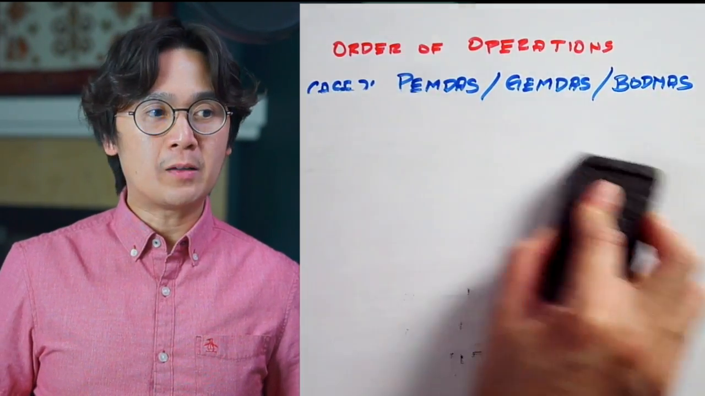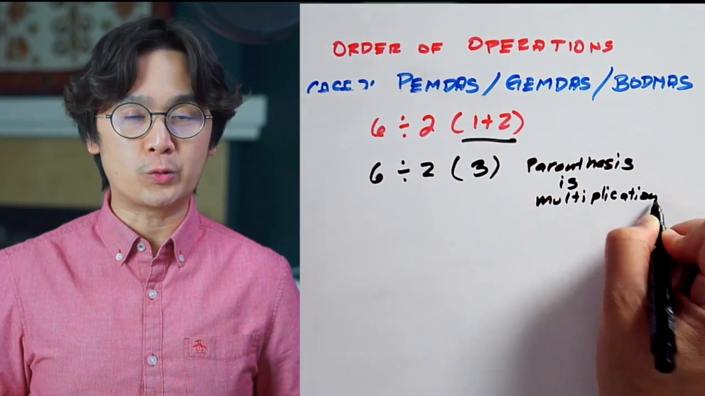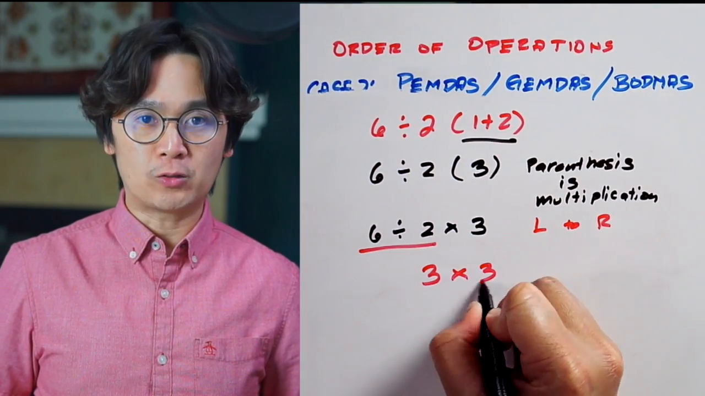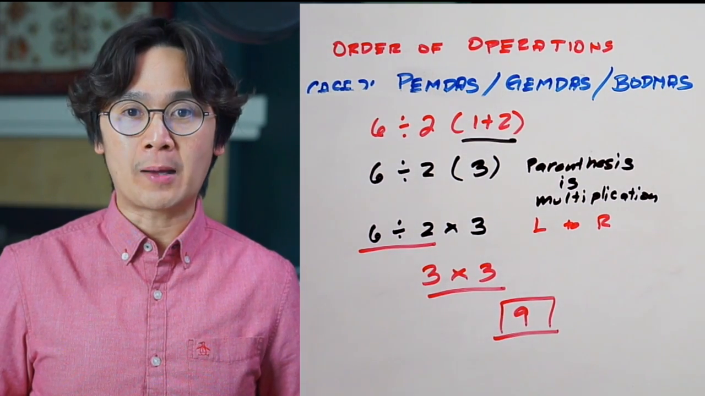So in 6 divided by 2 times the quantity 1 plus 2, we evaluate the grouping symbol, so 1 plus 2 is 3, and then we proceed to the left to right technique. So 6 divided by 2 is 3, and 3 times 3 is equal to 9. In mathematics, know your rules to avoid confusion.